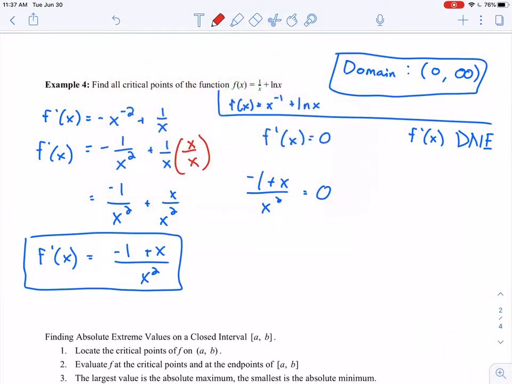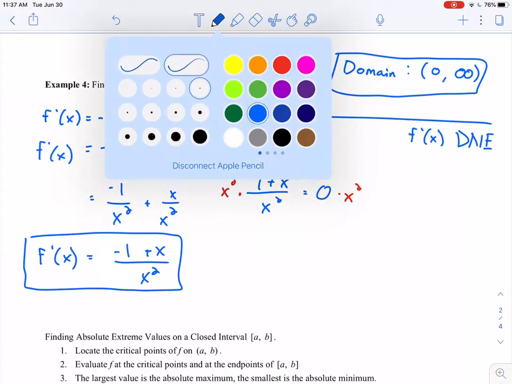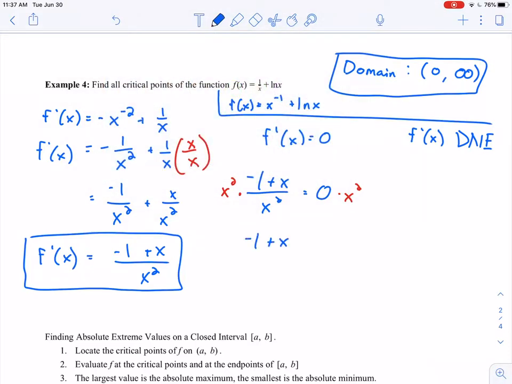Now, my first step, I'm going to get rid of that x squared in the denominator, so I'll multiply by x squared. So here, I will have negative 1 plus x equals 0. If you'll notice, this is a rational function. It's essentially just a fraction. This fraction is only 0 if the numerator is equal to 0.